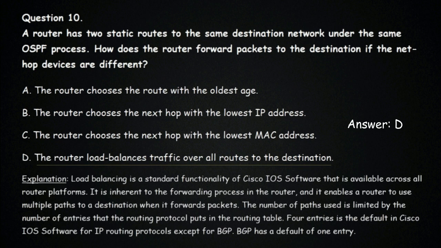Load balancing is a standard functionality of Cisco IOS software that is available across all router platforms. It is inherent to the forwarding process in the router, and it enables a router to use multiple paths to a destination when it forwards packets. The number of paths used is limited by the number of entries that the routing protocol puts in the routing table. 4 entries is the default in Cisco IOS software for IP routing protocols except for BGP. BGP has a default of 1 entry.